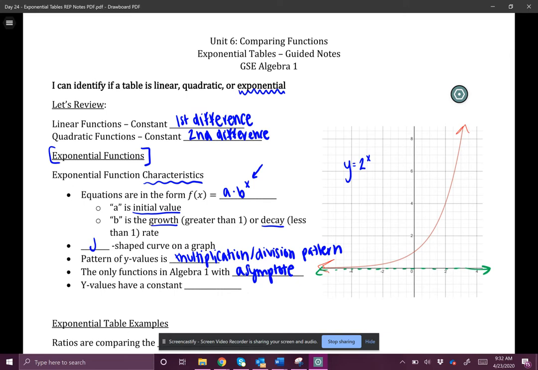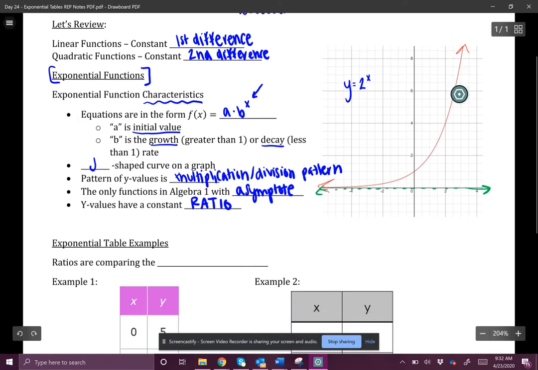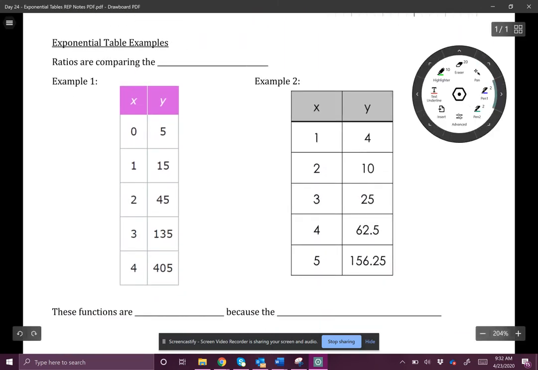And the new item that we're learning today is that the y values, when you look at a table, have a constant ratio. Remember, a ratio is just a fraction. A constant ratio. A ratio is just a comparison between two values. And in this case, we're going to be comparing the y values. So let's do 2 examples to get us started. Again, our ratios are comparing the y values of the function. Not our first differences, not our second differences, our y values.